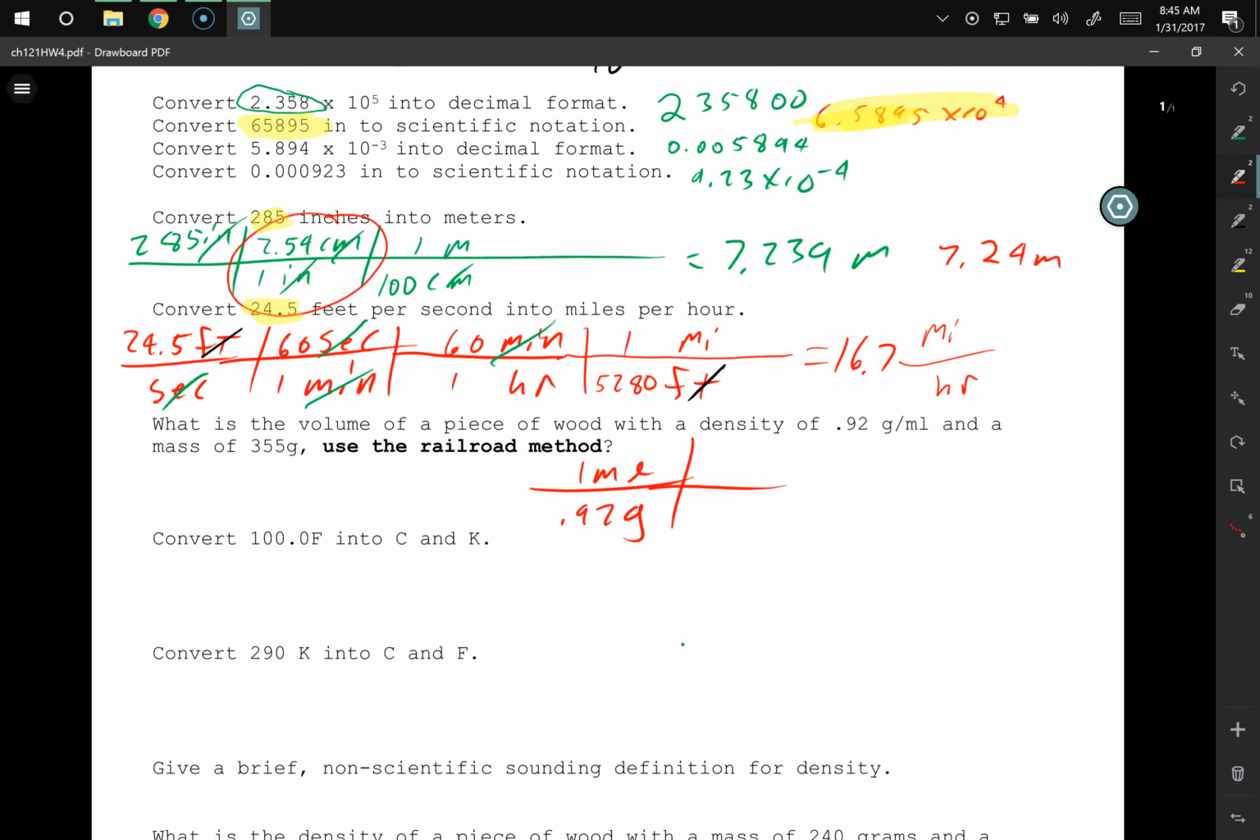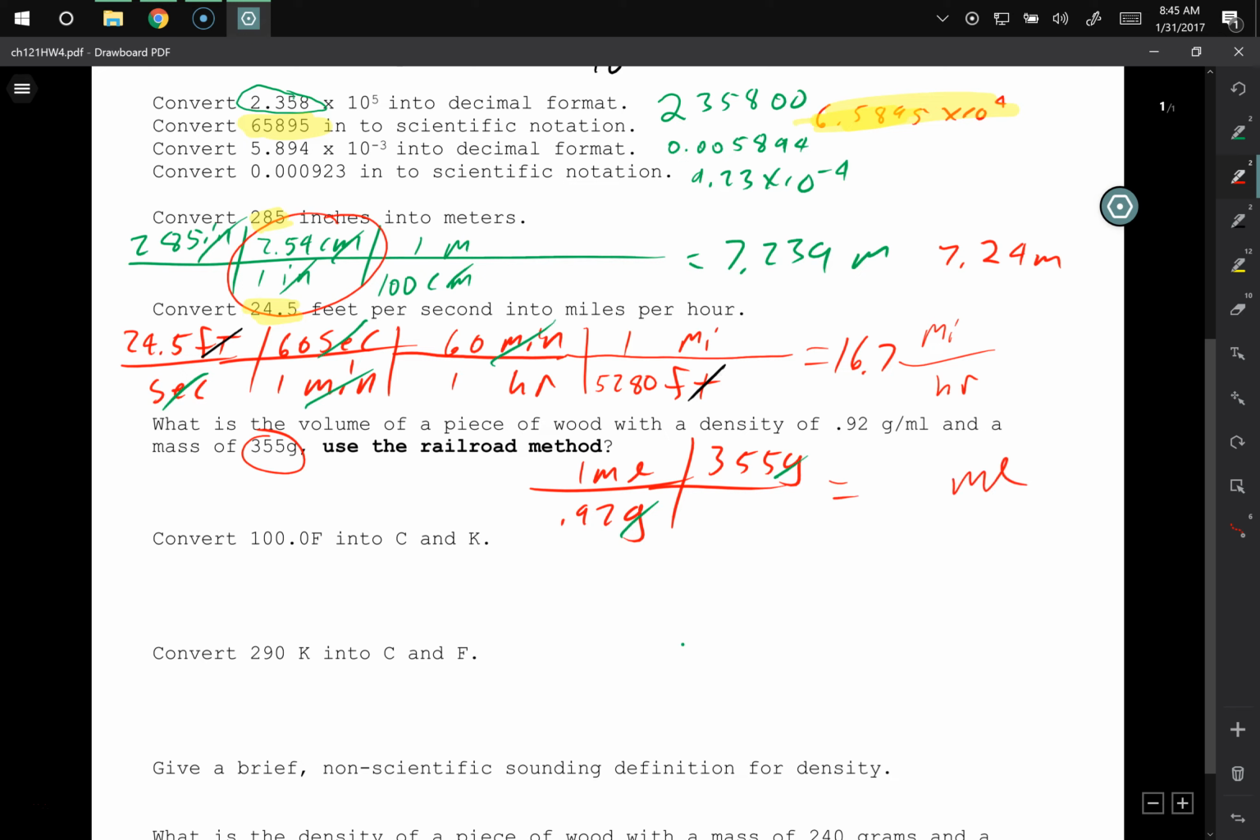Okay, so I flip it over so I get the unit that I want in the spot that I want it. And then I'm going to take the other value that I was given, this 355 grams. Why am I putting it in the numerator? So I can get rid of that gram unit that the density came with. And so then when I'm finished with this, I get a milliliter unit. So I get 355 divided by 0.92. So I get 385.8.